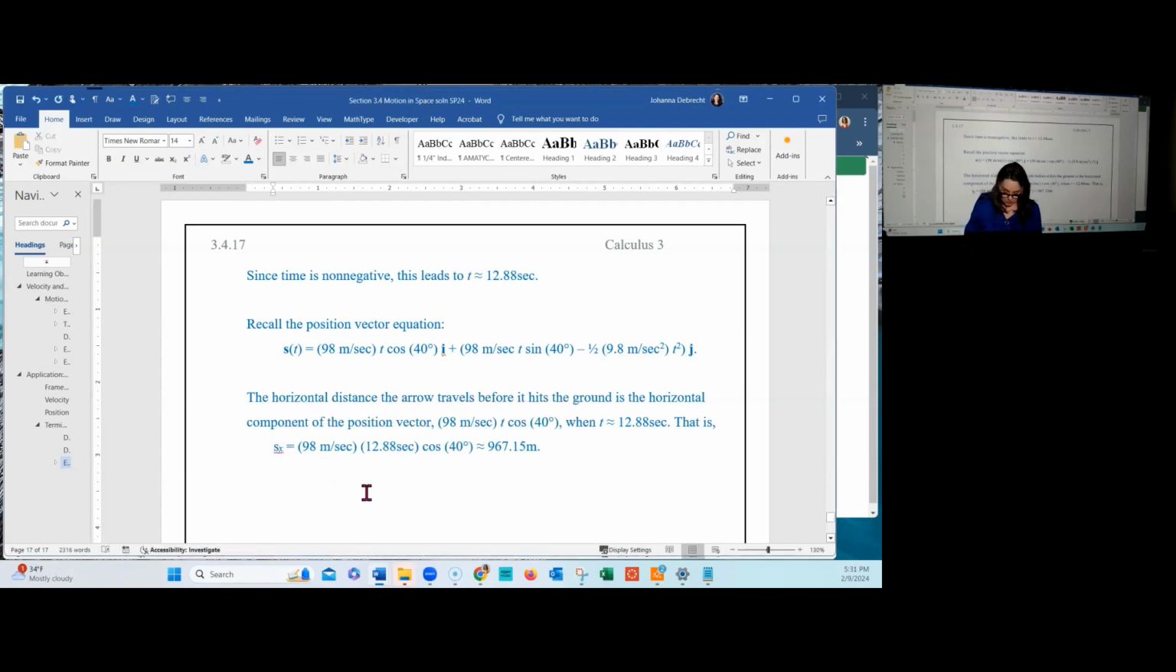That would be the horizontal component of the position vector. And this is the distance it travels from the location of where the archer fired the arrow until it hits the ground, which I think is completely unrealistic, but I don't know much about archery, so maybe it is realistic with a compound bow.